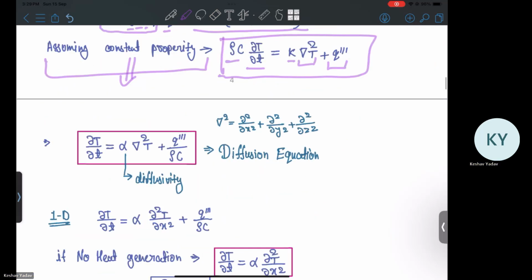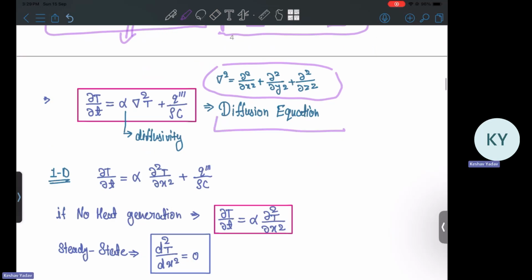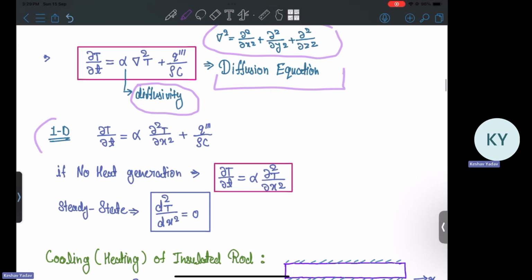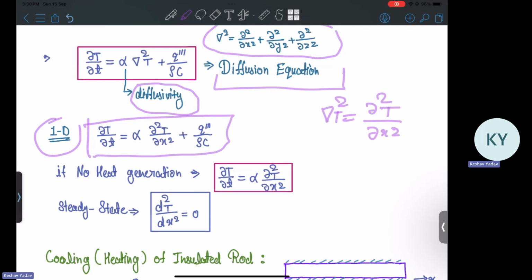Okay. So this Laplacian in 3D can be represented as this. So this equation is called the heat conduction equation, or in general the diffusion equation. This alpha is nothing but the diffusivity. Okay. So if we consider the one-dimensional case, this Laplacian can be represented as del 2T upon del x square. So this equation will come.